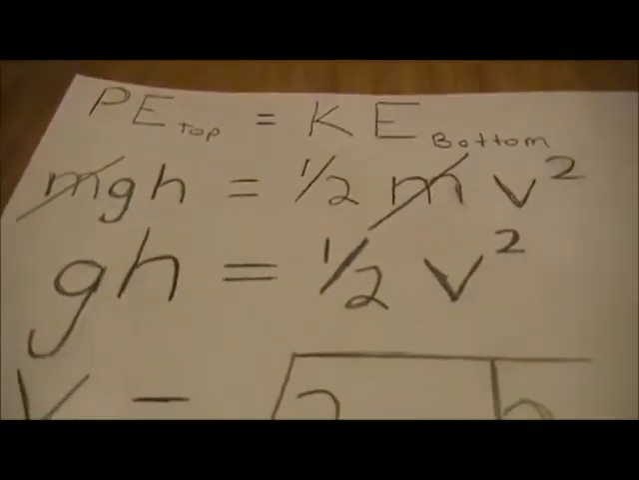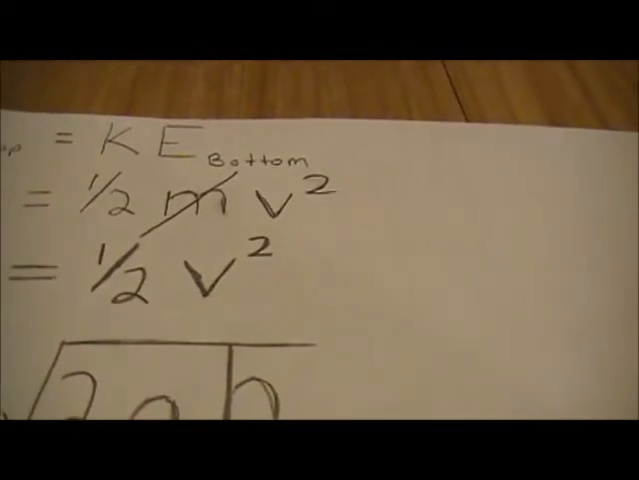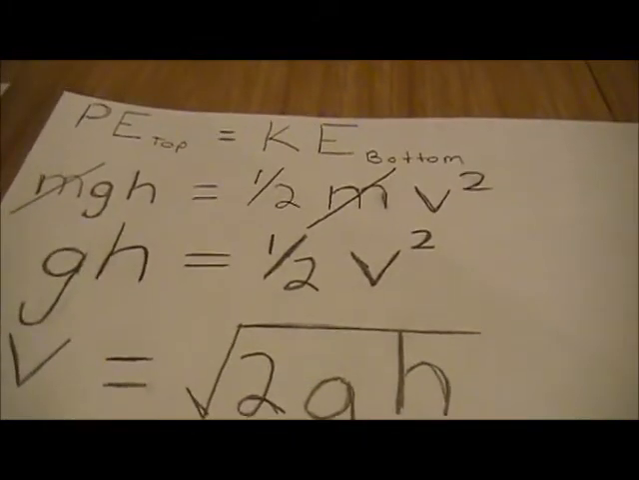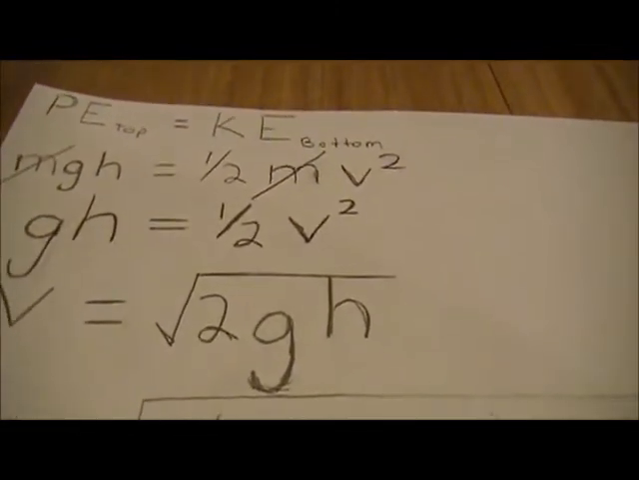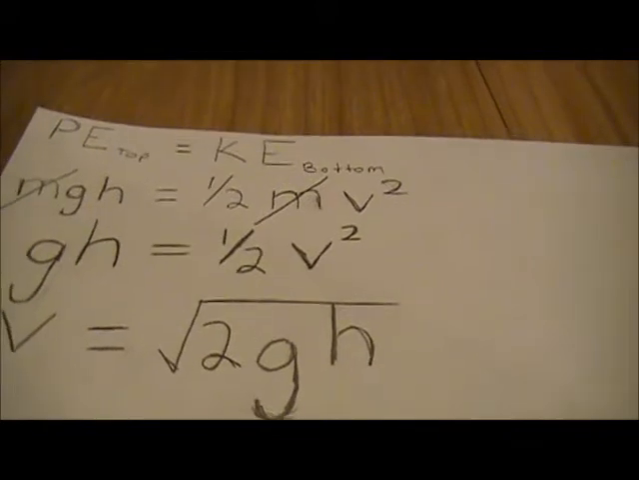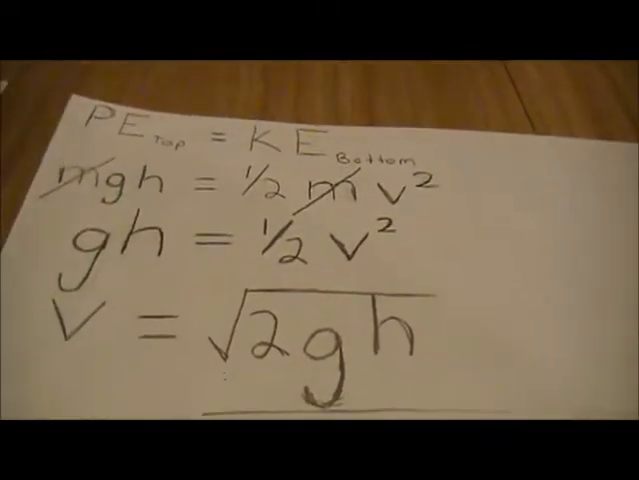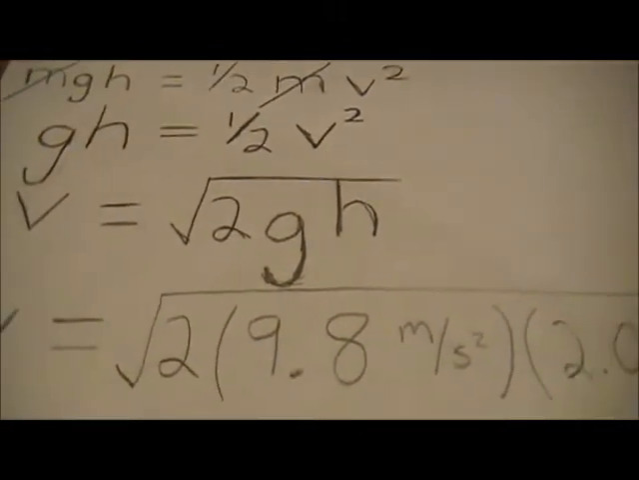Potential energy is equal to mgh, and kinetic energy is equal to 1/2 an object's mass times its velocity squared. Because those things are equal, you can cancel out the masses on each side because it's the same object. Then you multiply both sides by 2 so that you have 2gh, and then square root both sides, so you have v equals the square root of 2gh.